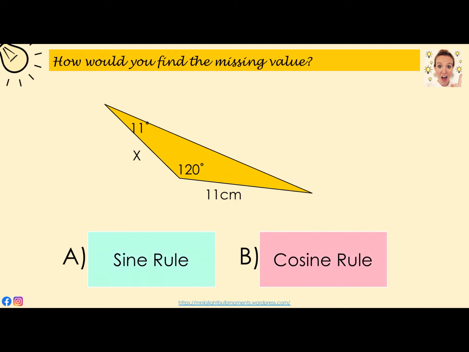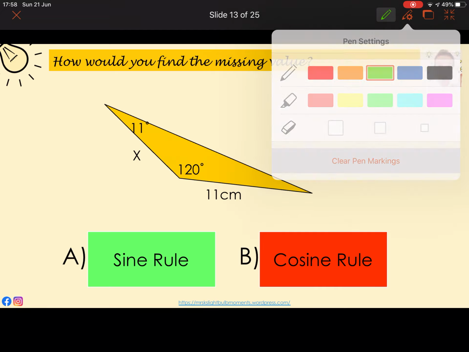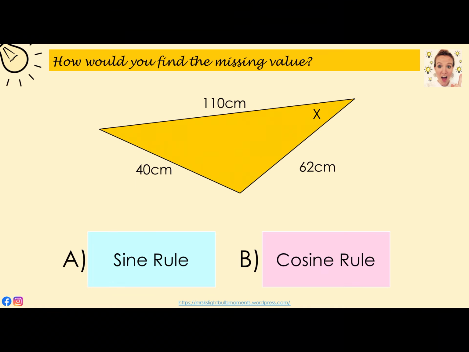What do we think? Sine rule. Okay, we've actually got two pairs of values. That's because we could find this missing angle, and then we'd have x and the angle and the 11 and the 11. Okay, we do have two values there. You just have to do a bit of work first, but that is a sine rule. Okay, next one. How would you find x? Sine rule or cosine rule?